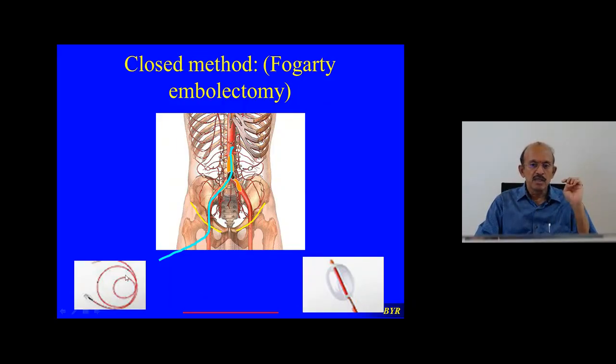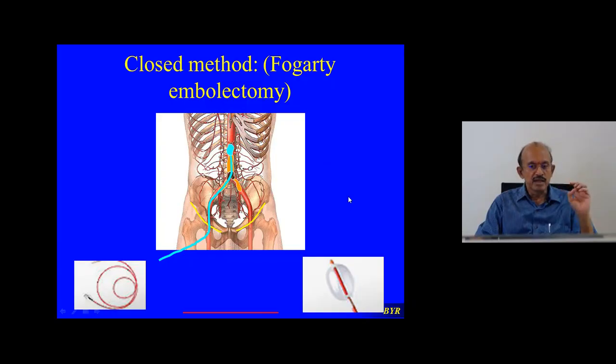Okay, this is the arterial catheter with a balloon at its tip. You can see the balloon. The balloon can be inflated or deflated at will. So if you want to inflate, you can inflate. You can deflate it. Over the guide wire, you pass this catheter. Now the catheter is passed beyond the propagated clot in the aorta.